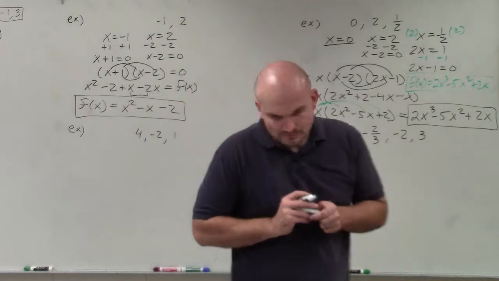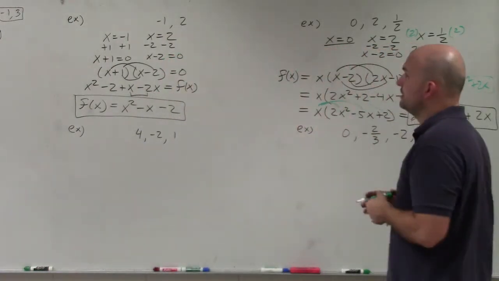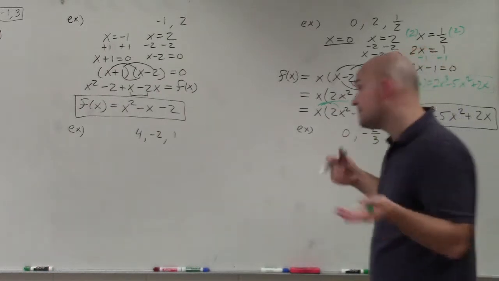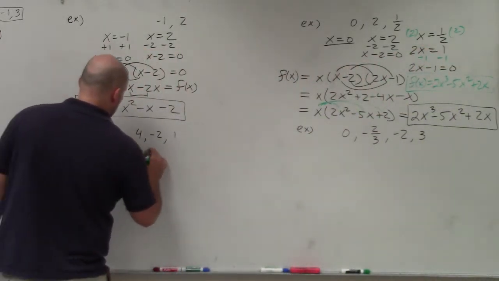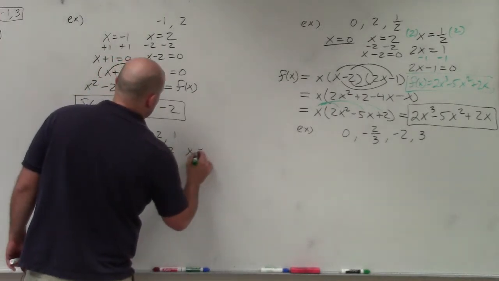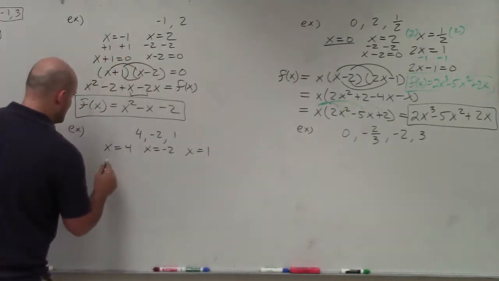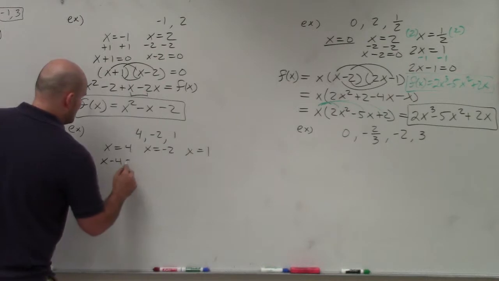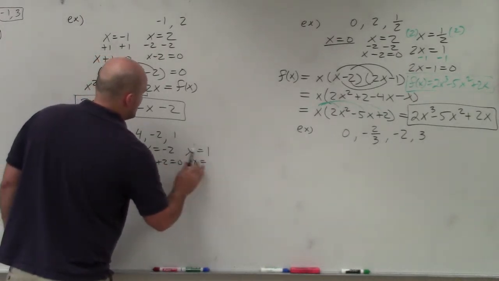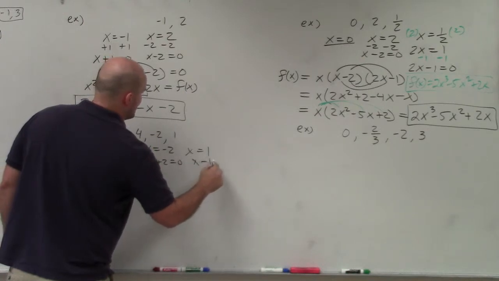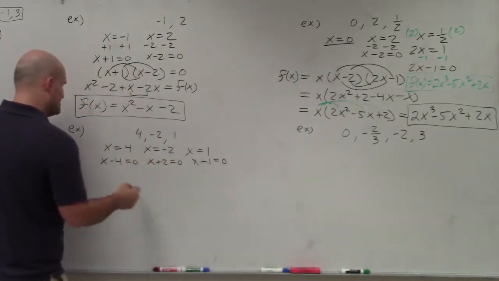OK. So now let's go into the next one. So now we have 3 again. Same thing, set them equal to 0. X equals 4. X equals negative 2. X equals 1. I'll save myself some work here. Hopefully you all see how I got that. Then you set each factor equal to 0.